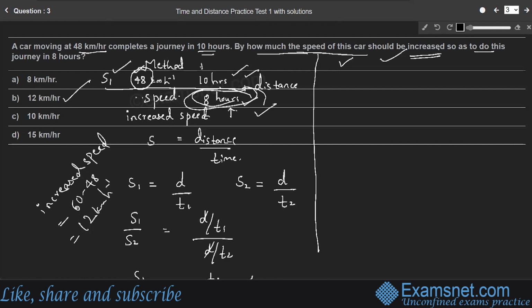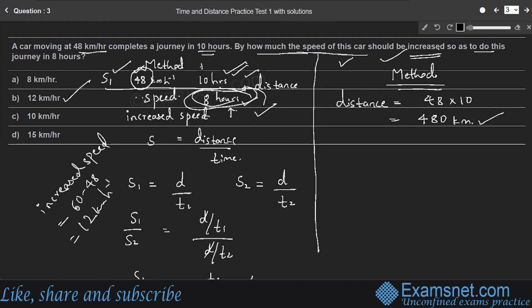In the second method, right? The car is moving with a speed of 48 kilometer per hour. The speed is given. Time is also given. Let us find the distance first, right? Distance is speed into time, which is 48 into 10 hours. So 480 kilometer is the distance, right?